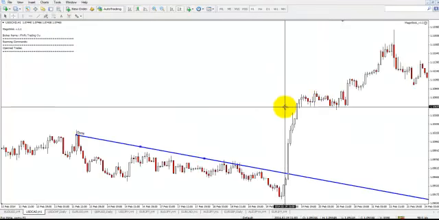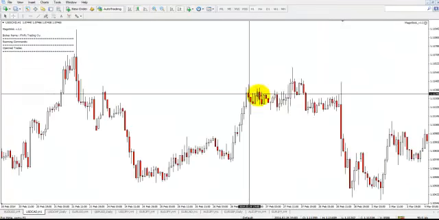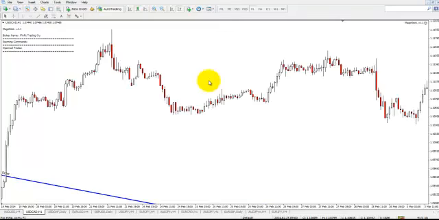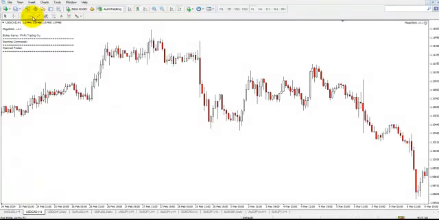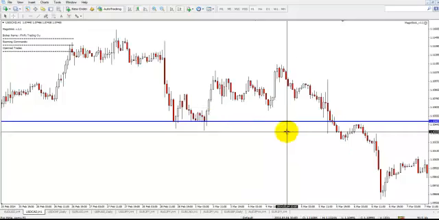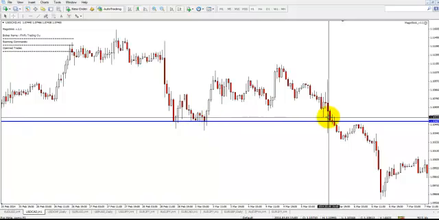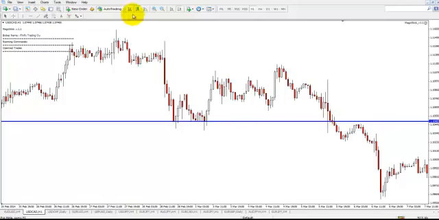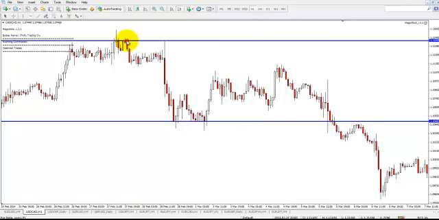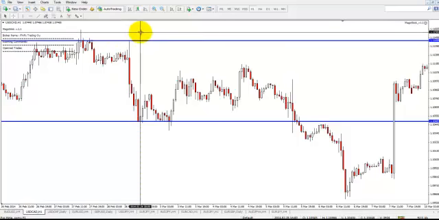So again, let's do a few examples here, just using horizontal lines. For instance, we find support, and this is our analysis: if it breaks this bottom here, then I'm looking for a sell position. Or vice versa, if it breaks this top here at resistance, then I'm looking for a buy position.